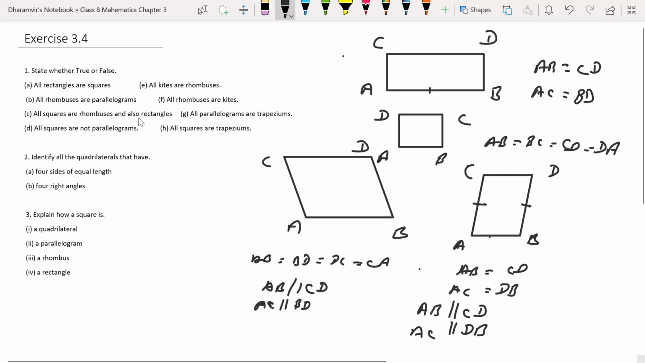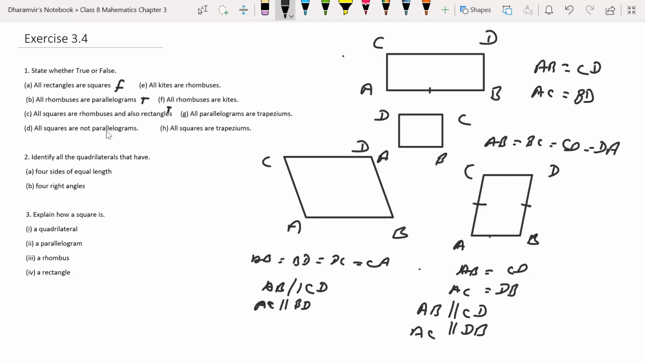Now come to the D point: all squares are not parallelograms. So, A false, B true, C true. D: all squares are not parallelograms.